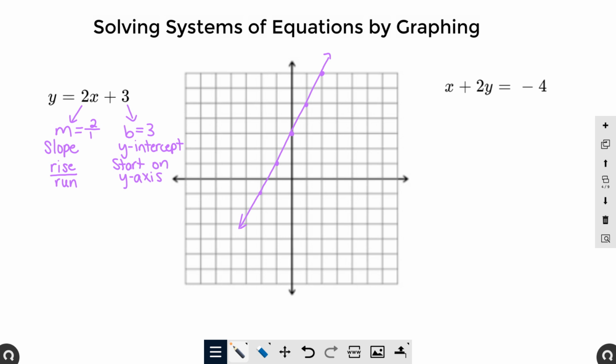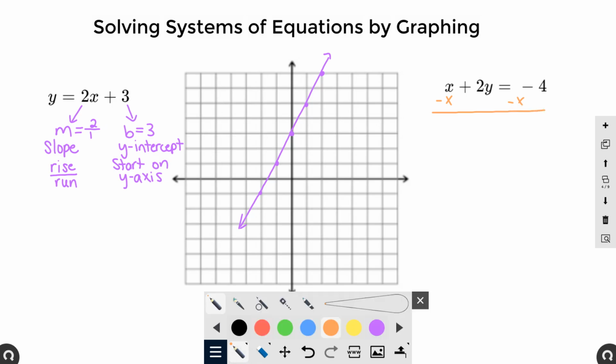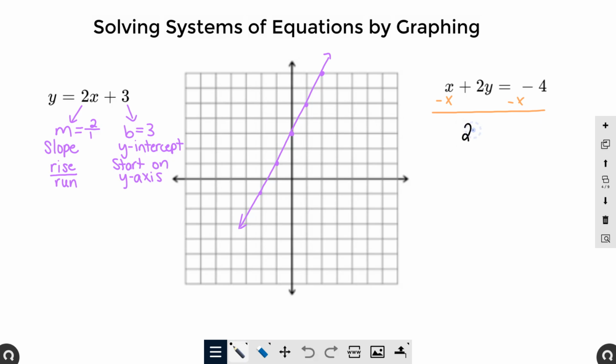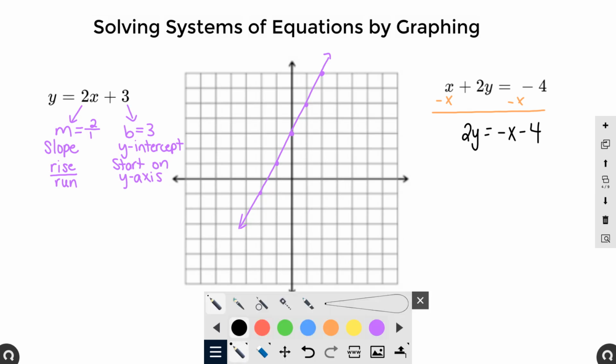So first thing we need to do is minus the x. We got to move x over to the other side, so we're going to minus that x from both sides. So we get 2y equals, now I like to put my x first, so that way it looks like y equals mx plus b later. So I have a negative x and then that minus 4. So you move x over. Okay, what's my next step?